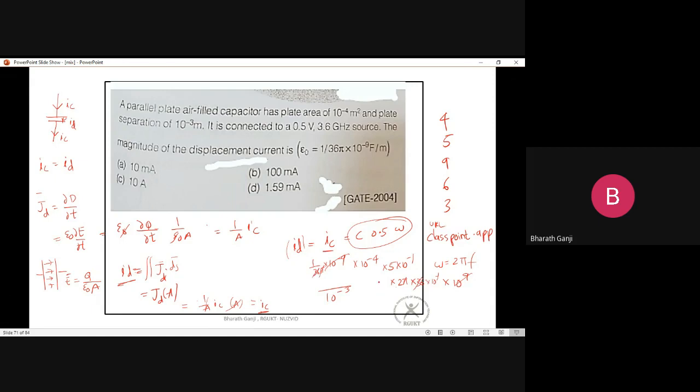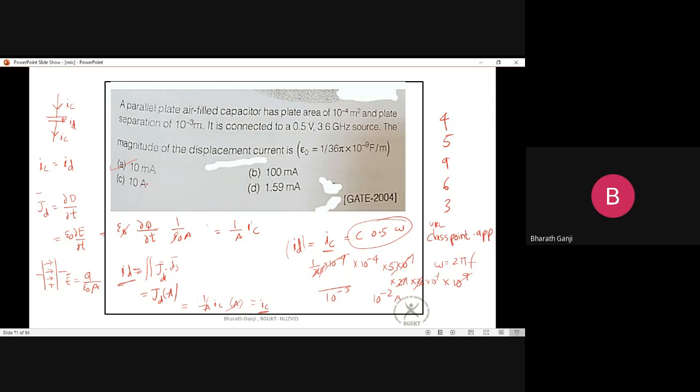I think this is all simple. Next, 5 into 2 gives 10, so here also 10 to the power of minus 1 is cancelled. So I can see 10 to the power of minus 4, so 10 to the power of minus 5 is there. So I can cancel out 10 to the power of minus 3 also. So I'm getting 10 to the power of minus 2 amperes, which is nothing but 10 milliamperes. So the answer is option A.